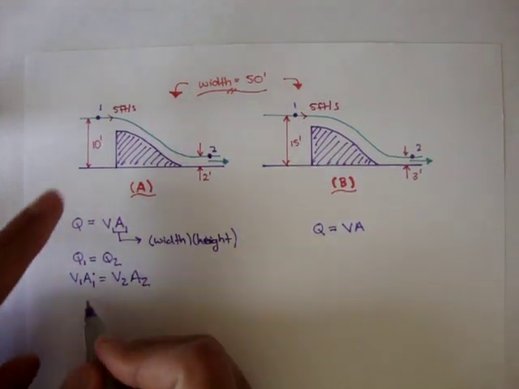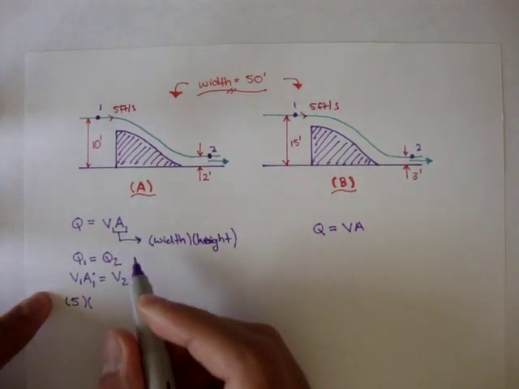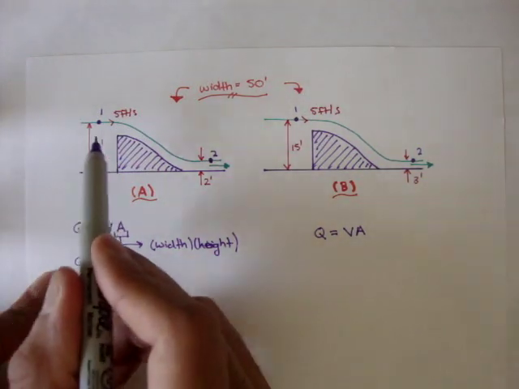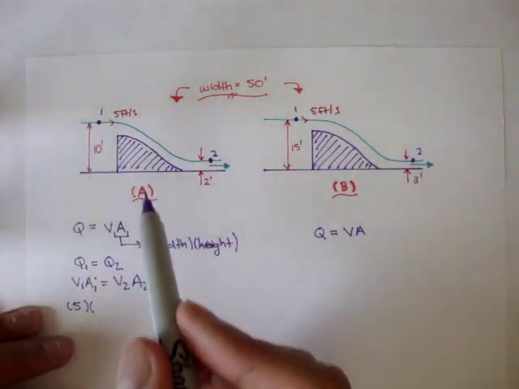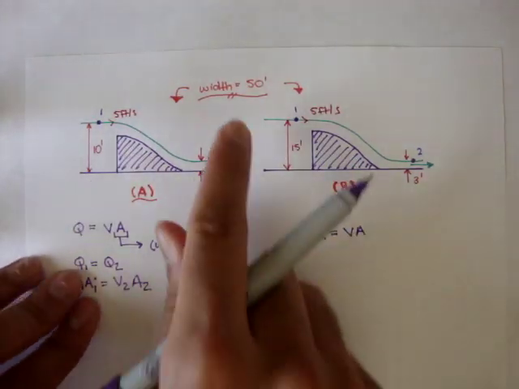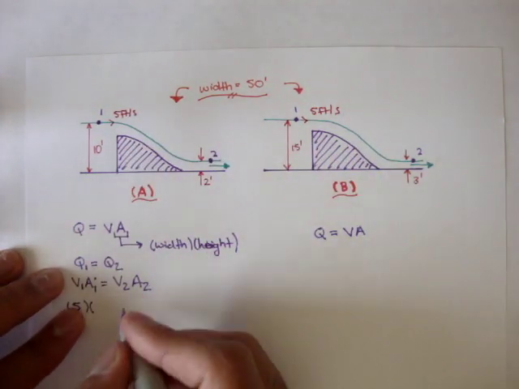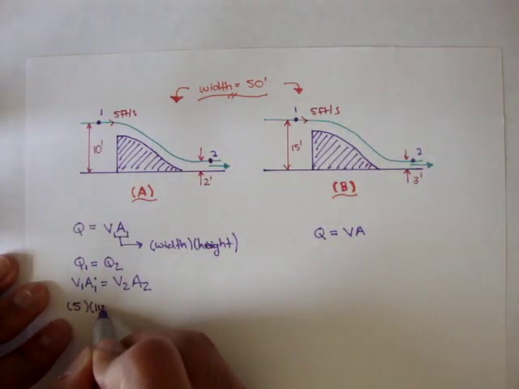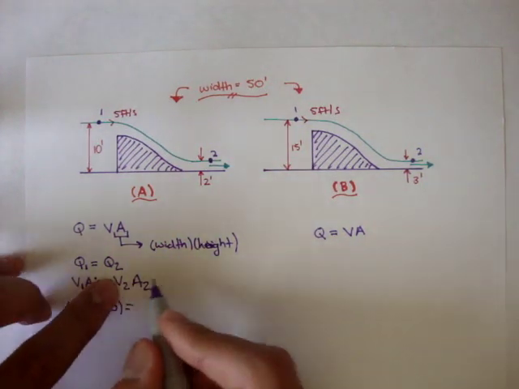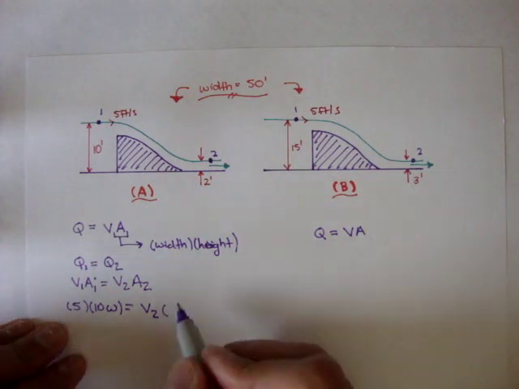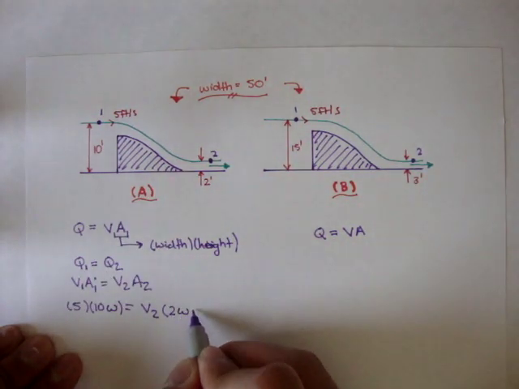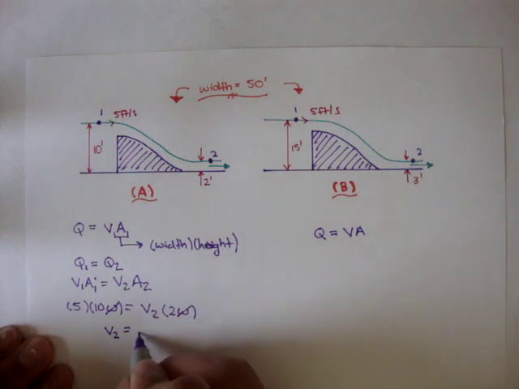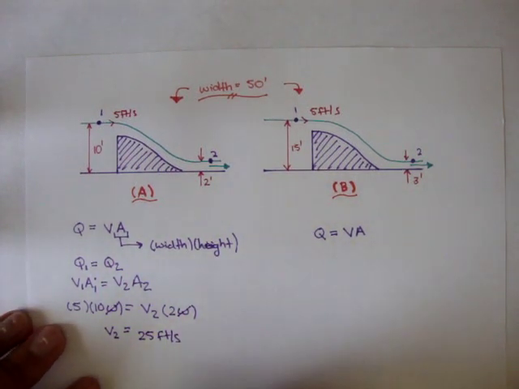The velocity at 1 is 5, and the area is 10 feet high and 50 feet wide. We're looking at it from the side, so we can just call the width W for both A and B. So it'll be 5 times 10W is equal to V2 times A2, where V2 is what we're trying to find. We don't know it. And A2 is 2 times W. You see right away that the W's cancel out, and you get V2 equal to 25 feet per second. This is for scenario A.